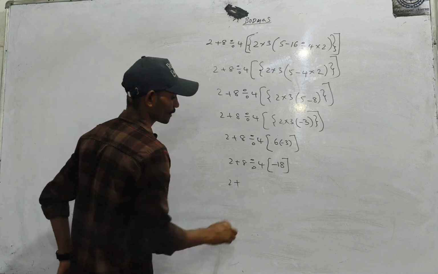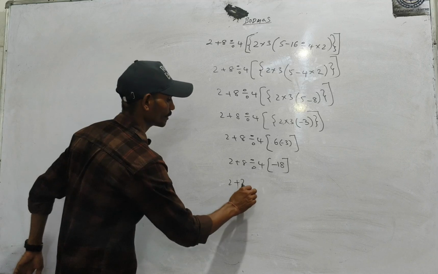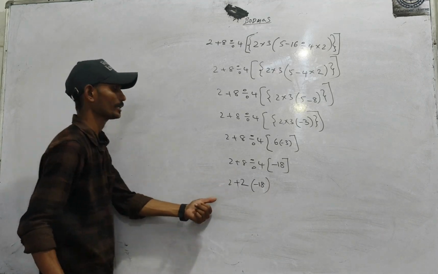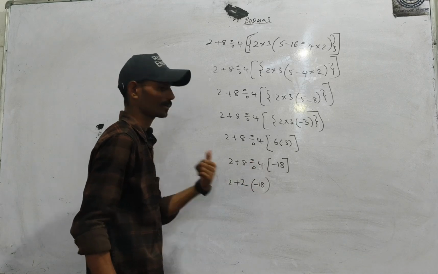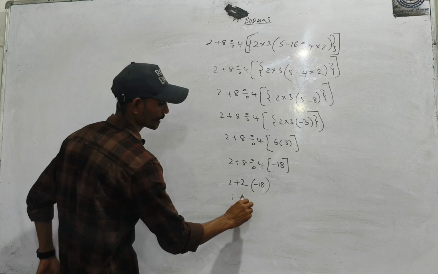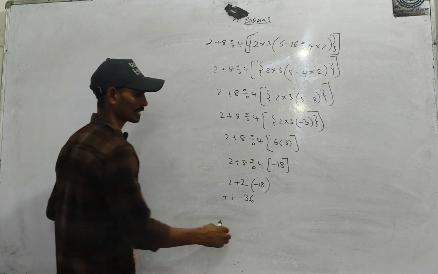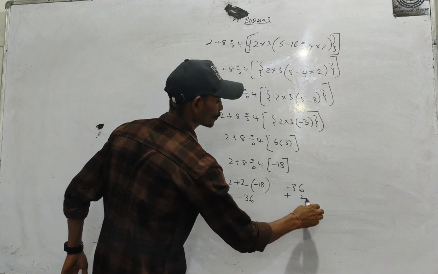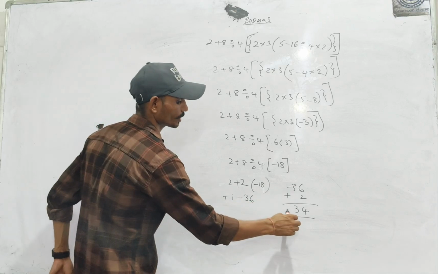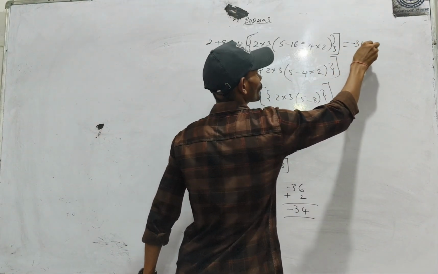BODMAS means here addition, division and multiplication. So you follow division first. When you divide 8 by 4, you get 2, and this is minus into 18. So division is over, then you again follow multiplication. After the division, multiplication: 2 into minus 18 is 36. So again you are getting plus and negative. Plus and negative means minus 36 plus 2. When you remove, 4 and 3, between these two numbers the negative sign is bigger. So the answer of this series is minus 34.